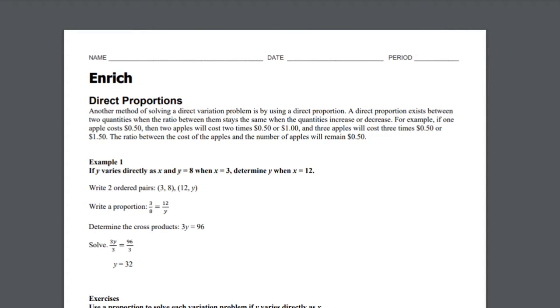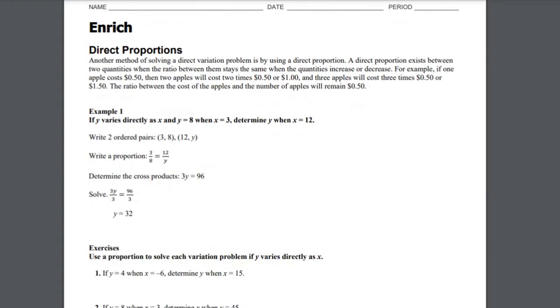decrease. For example, one apple costs 50 cents. Then 2 apples will cost 2 times 50 or $1. And 3 apples will cost 3 times 50 or $1.50. The ratio between the cost of the apples and the number of the apples will remain at 50 cents. All right, so each apple's 50 cents. So we're going to go back to my screen in just a second, and we're going to do this example 1.